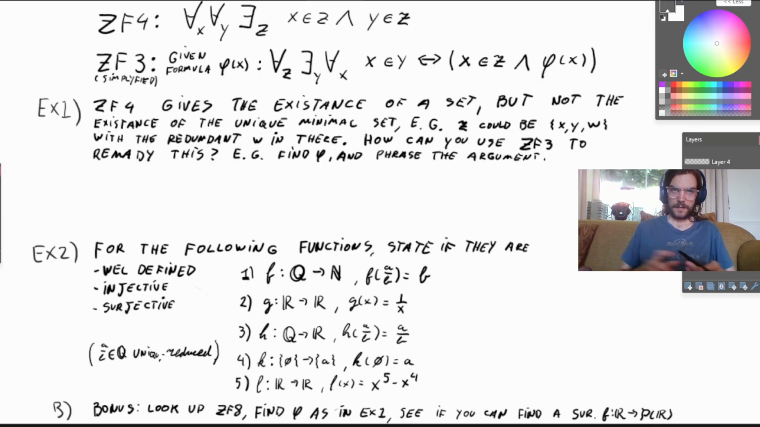Hello everyone, I'm on the move, so I have to do it in a shitty setup. Here are my example exercises. So let me explain what they say.